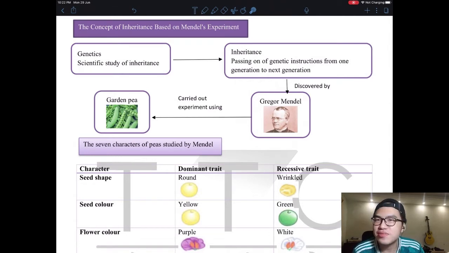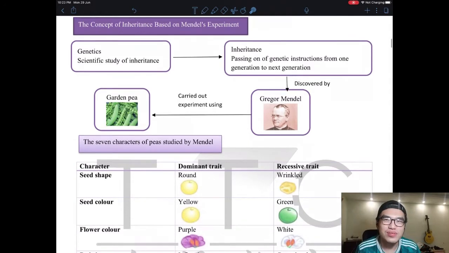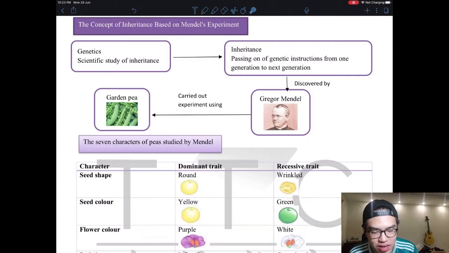Since the beginning of time, we somehow knew that we will look like our father and mother. Not so much like our grandfather and grandmother, somehow we look like father and mother. We knew this would happen, but we didn't know how. So he's the first guy that proposed the mechanism of how everything works. The study of inheritance, passing on genetic information from one generation to the next, was discovered by Gregor Mendel.